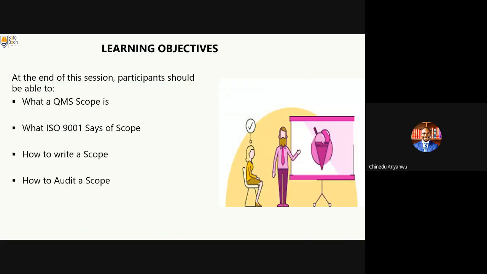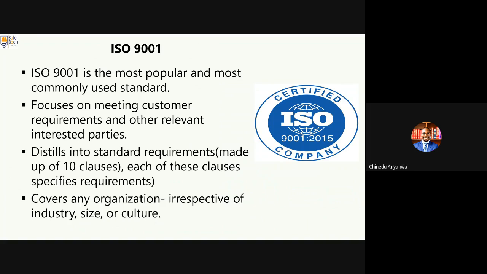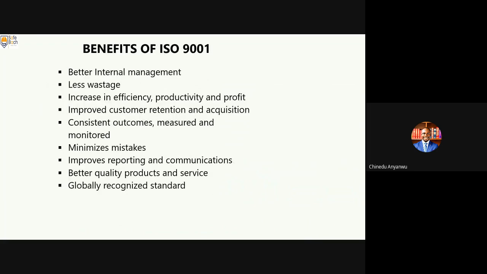At the end of all this, we will be able to understand what a scope is, how to write a good scope, and how to audit a scope. We all know that ISO 9001 2015 is a popular standard. As a matter of fact, it is the most popular of the ISO series, and it helps organizations to manage their customers and other relevant interested parties, thereby meeting their expectations. It also helps to manage risk. It has several benefits, including minimizing mistakes, less wastage, and helps businesses to get globally recognized.